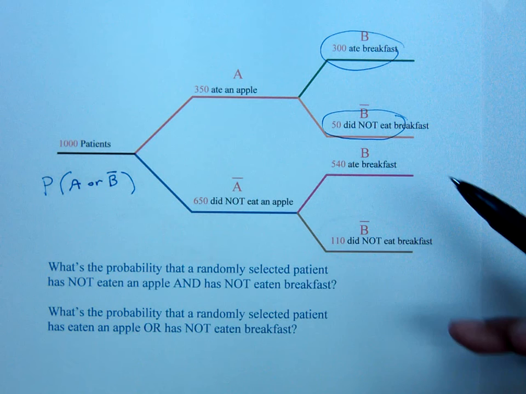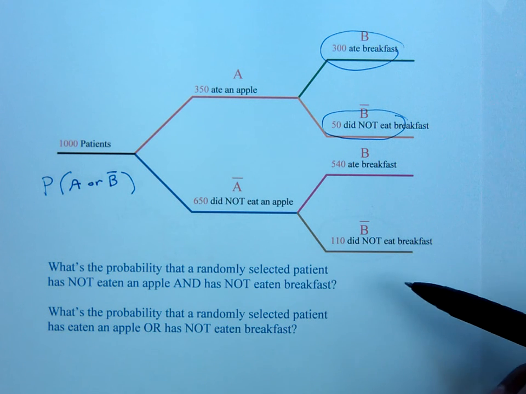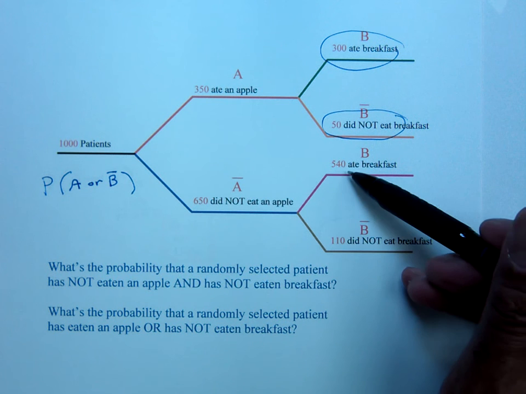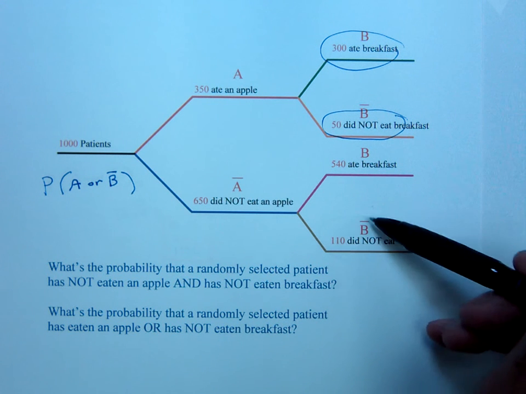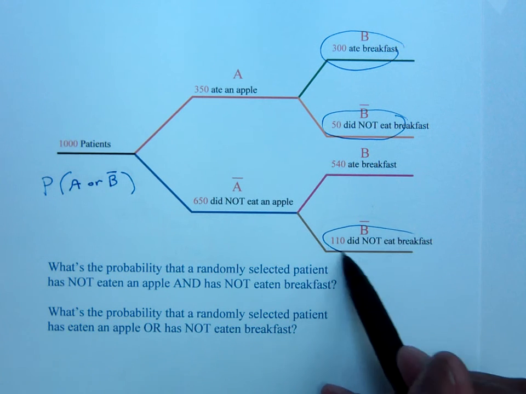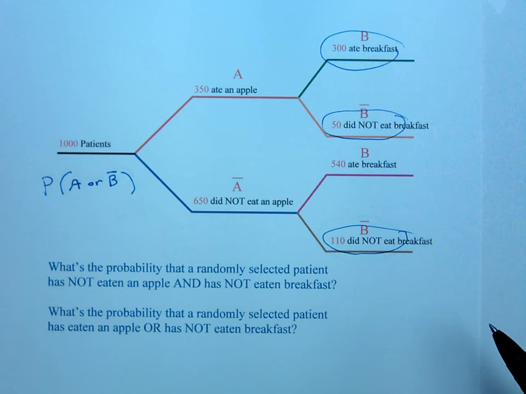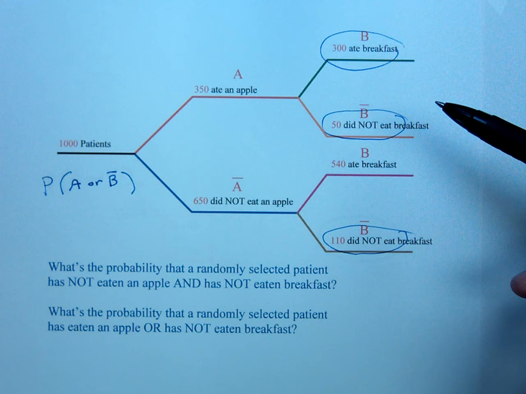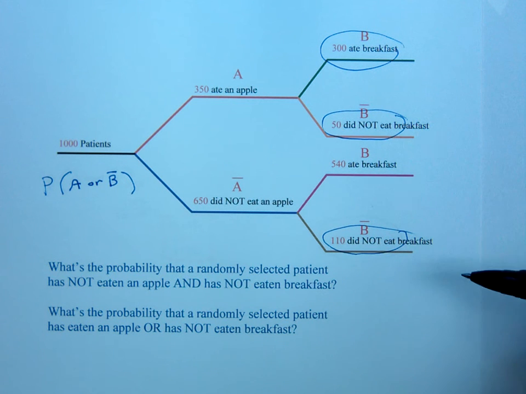who have not eaten breakfast that are on this branch. There are still more people who have not eaten breakfast. And would that be the 540 here or the 110? Well, that would be, again, our complement of B. So these 110 people would also have to be included. So there are three groups of people that we want to include who either have eaten breakfast, who have not eaten breakfast, or who have eaten an apple.